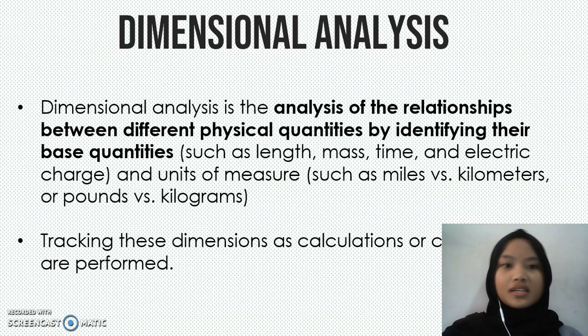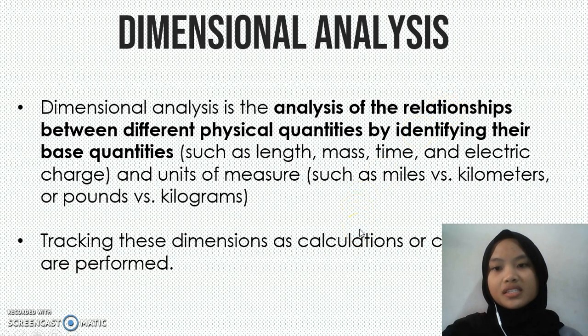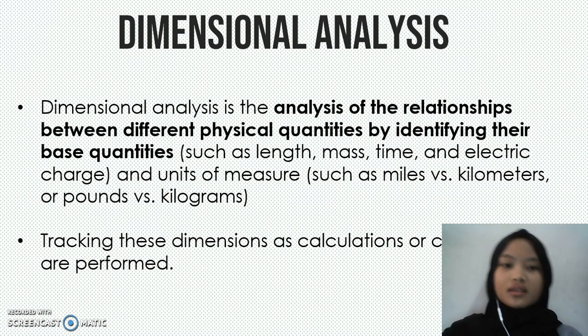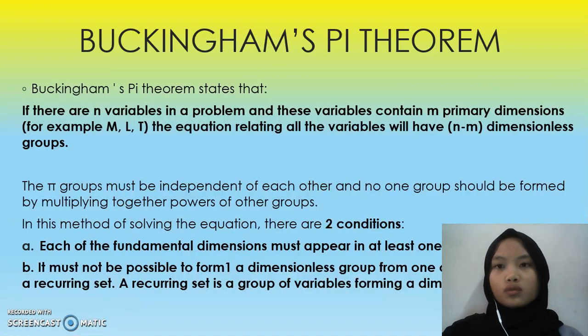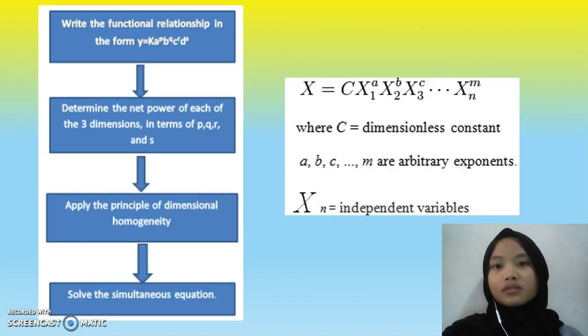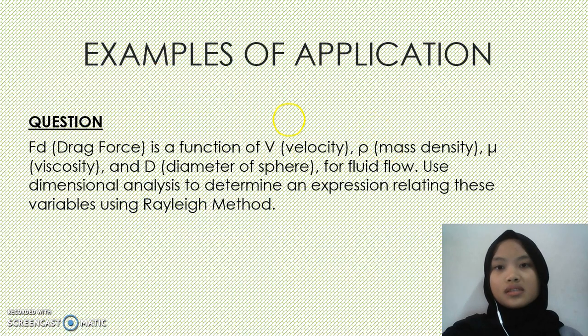Next is dimensional analysis. Dimensional analysis is the analysis of the relationships between different physical quantities by identifying their base quantities. This is how we compare and form formulas between physical quantities and how they relate to each other. Okay, so this is the list. There will be 2 methods: Buckingham's pi method and Rayleigh's method.